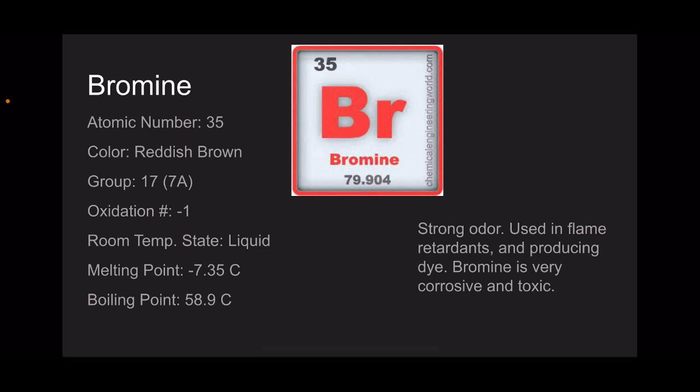The final nonmetal element we'll be getting into is bromine. Its atomic number is 35. It generally has a reddish brown color. It is in group 17 or 7A. Its oxidation number is -1. Its room temperature state is a liquid, which is different than most other nonmetals. Its melting point is -7.35 degrees Celsius, and its boiling point is 58.9 degrees Celsius.